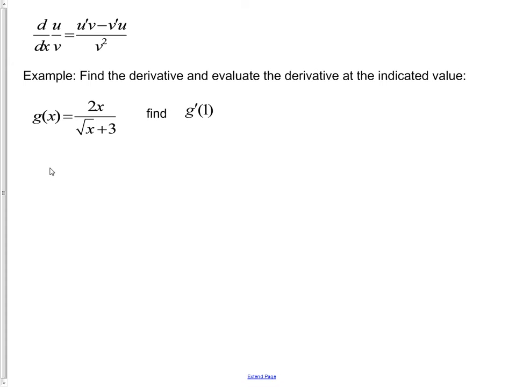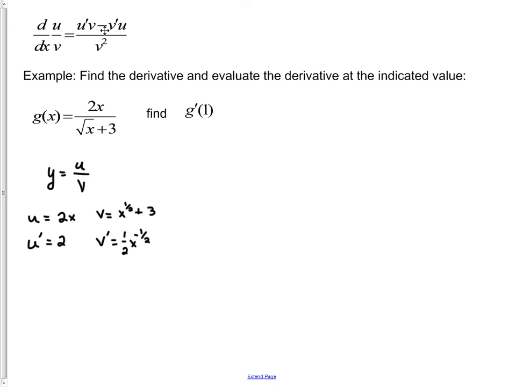Of course, we're going to say y is equal to u over v, replacing u and v, and let's let u be the numerator. That's 2x. So we would say that u prime is equal to 2. If we make v equal to the square root of x plus 3, I'm going to rename it as x to the 1/2 plus 3. And when I take my derivative, v prime is going to be 1/2 times x to the negative 1/2. We subtract 1 from the exponent.